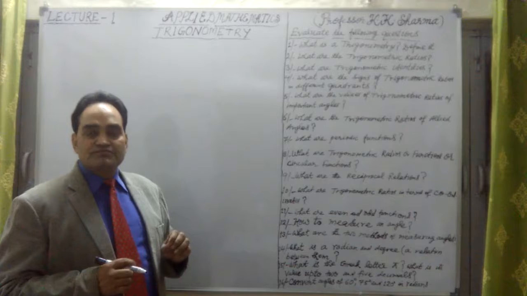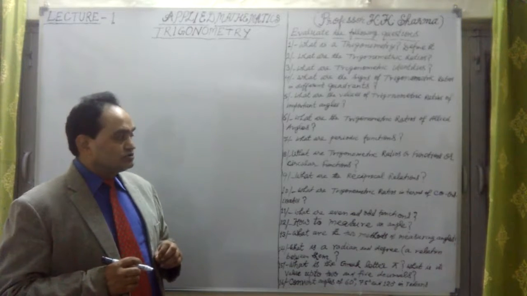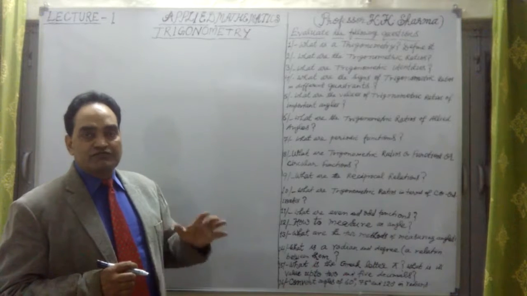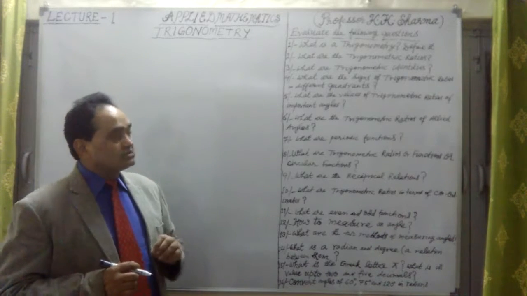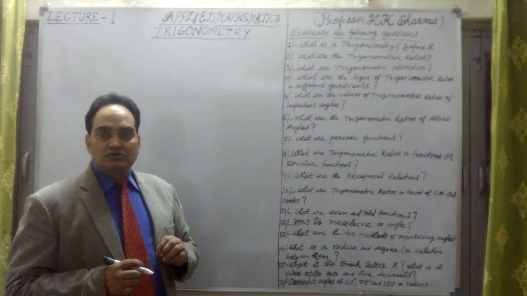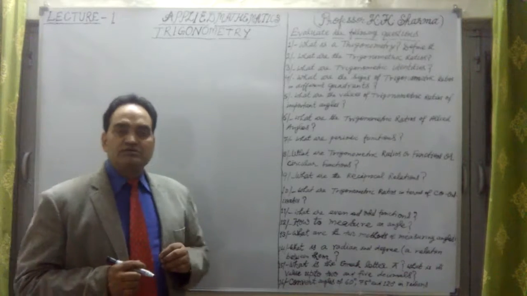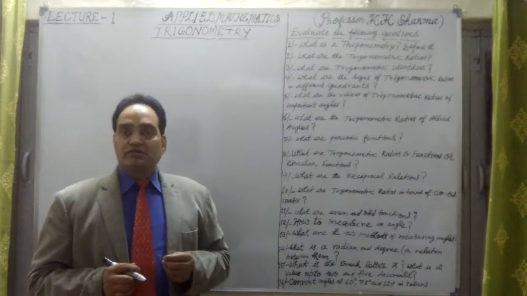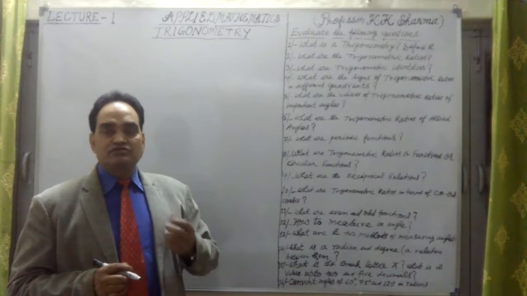First of all, I'll take the definition of trigonometry. What is trigonometry? Define it, the definition of it. And after that, what are the trigonometric ratios? Why is trigonometry required, and what is the use of it? What is the importance of trigonometry in case of plane geometry, in case of spherical geometry?